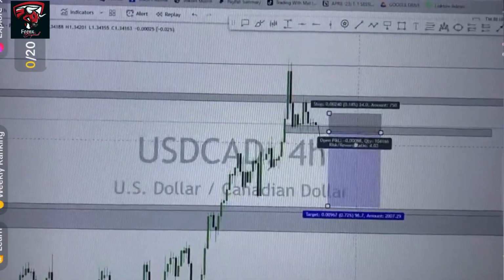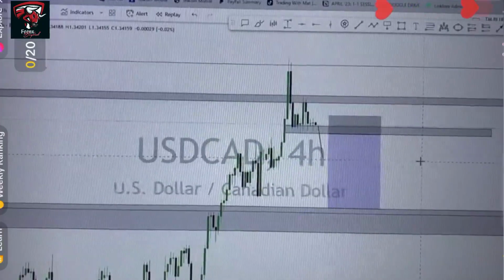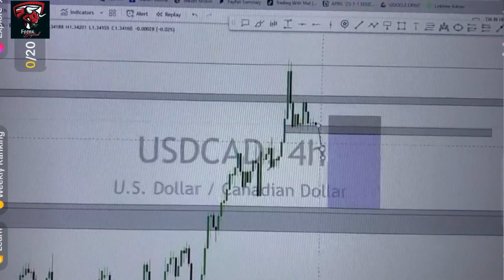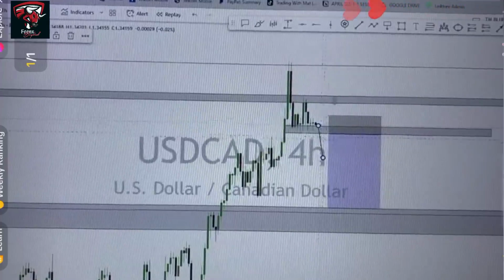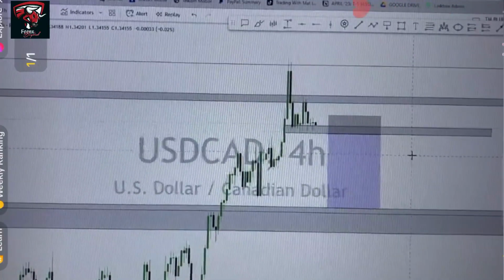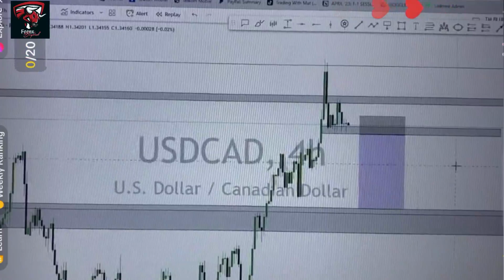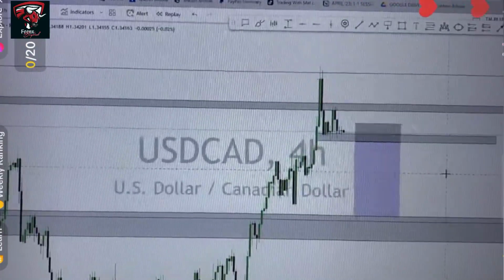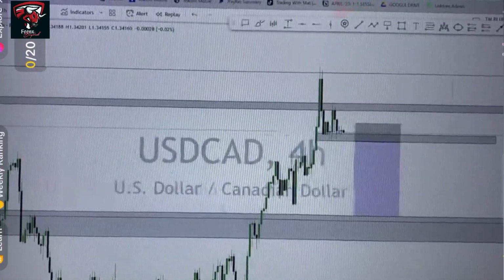And usually I am right, but you guys know that I will never come on the live video and say that I'm 100% confident in my setup and it's going to happen like that. Because I know there's some of you who are actually going to go and take the trade now, which is absolutely crazy to me. But anyway, this is what I'm looking at on USD CAD today.